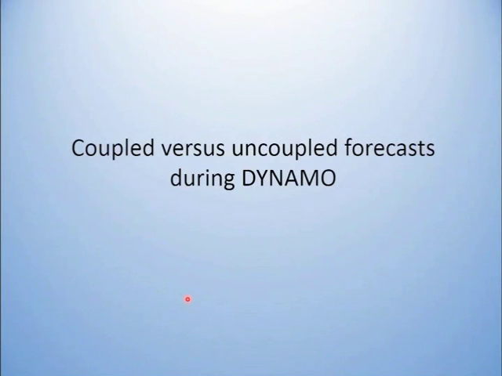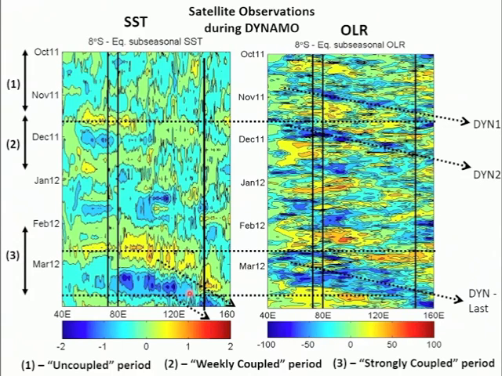Now, addressing the coupled versus uncoupled forecast during Dynamo, I will remind you again that there were three types of events observed during Dynamo. The first one was what I'm calling uncoupled. The second one was weakly coupled with coherent behavior between SST and convection only in the Indian Ocean. And the third was strongly coupled with coherent behavior between SST and organized convection in the Indian Ocean and in the Western Pacific.